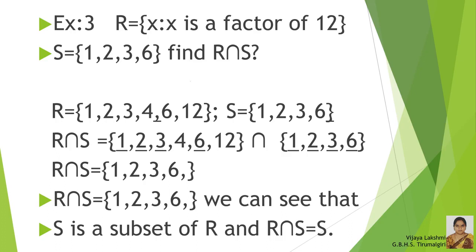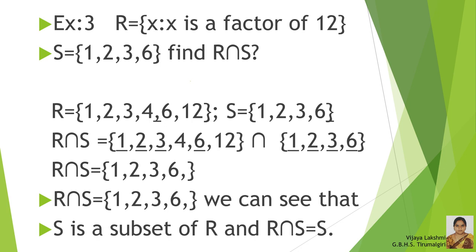Now coming to example 3, R is equal to set of all x such that x is a factor of 12. S is a set having elements 1, 2, 3 and 6. Find R intersection S. R is equal to set of all elements 1, 2, 3, 4, 6, 12. So we have to write the factors of 12. 12 can be written as 1 into 12, 2 into 6, 3 into 4. So we got all the factors of 12.